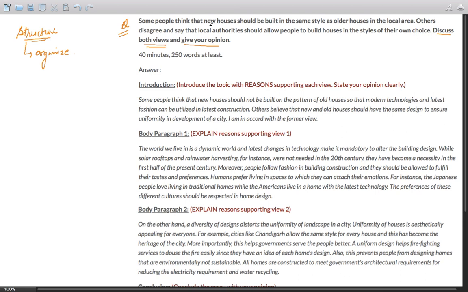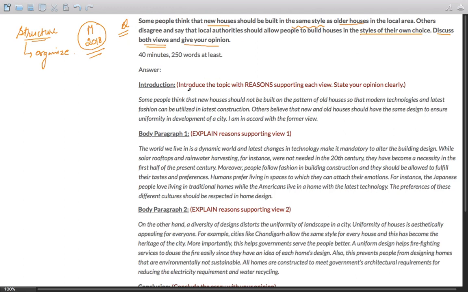Some people think that new houses should be built in the same style as older houses. Others disagree and say that local authorities should allow people to build houses in the style of their own choice. Discuss both views and give your opinion. This is, first of all, a March 2018 IELTS question. And just go to the web page and read the answer.